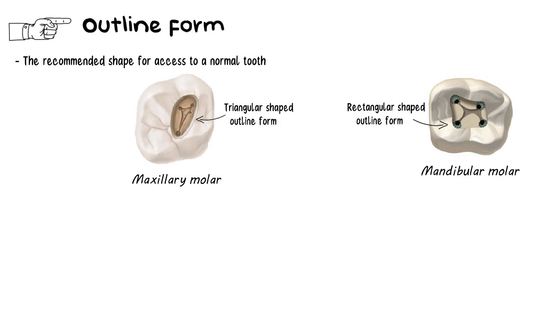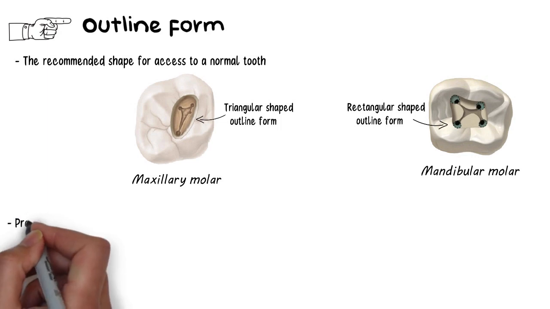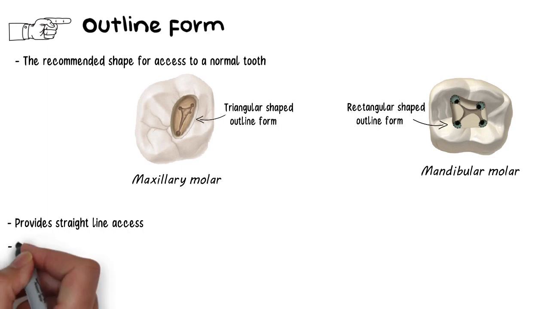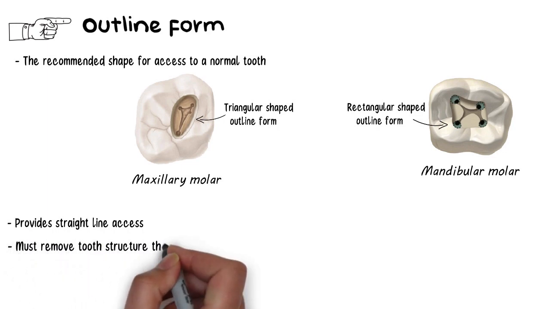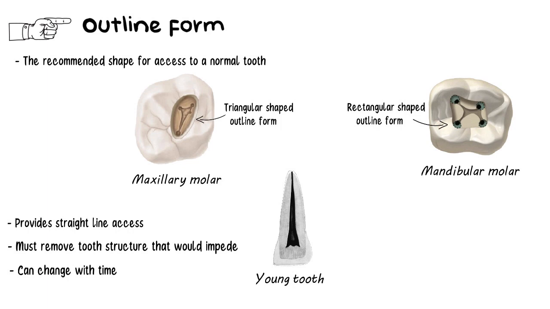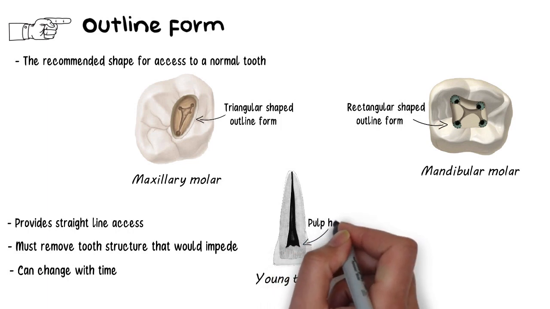Outline form assures the correct shape and location and provides straight line access to the apical portion of the canal. Hence, the outline form must remove tooth structure that would impede the cleaning and shaping of the canals. The outline form is essentially a projection of the internal tooth anatomy onto the external tooth structure. This form can change with time. An example would be a young anterior teeth which will have a triangular access opening.